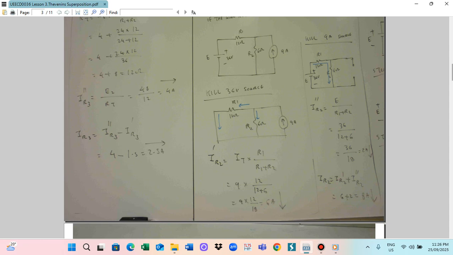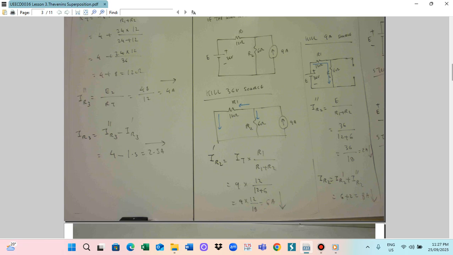So in this case, the 12 ohm resistor current we need to calculate. So the 9 ampere flowing into R1 and R2. So we want to find the R2 current. Therefore, we can calculate IR2. So this is the I total multiplied by R1 divided by R1 plus R2. So the I total is 9 ampere. Multiply R1. R1 is 12. Then R1 plus R2 is 12 plus 6. So 9 multiplied by 12 divided by 18. You got 6 ampere. The 6 ampere current flows downward. So this is the IR2 we got.